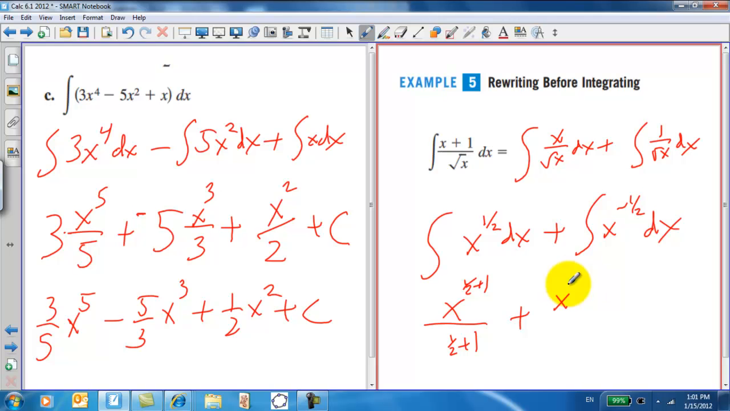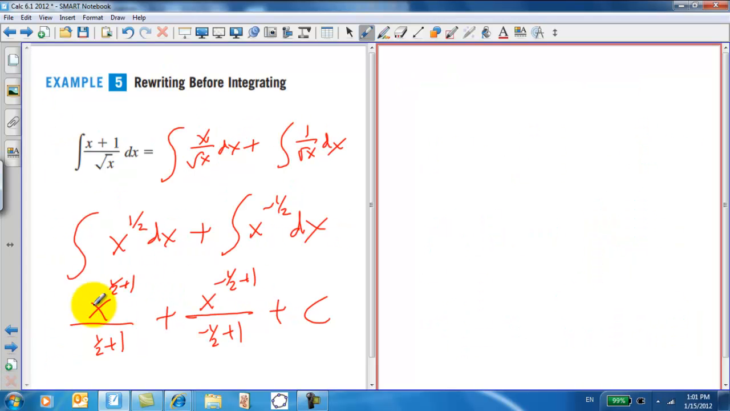Plus x to the negative a half plus 1, divided by negative a half plus 1, plus the constant of integration. Now, I showed this step in here, but you can add them up in your heads too. I just want to be really emphatic about that's what's kind of different about integrating. This same power shows up here and here. Whereas when we're doing the derivative, we decrease the power after we move the power down in front as a multiplier. Now you're going to increase the power and then move it down as a divider.